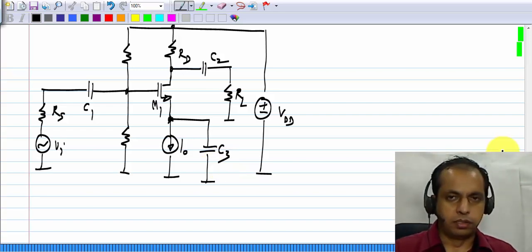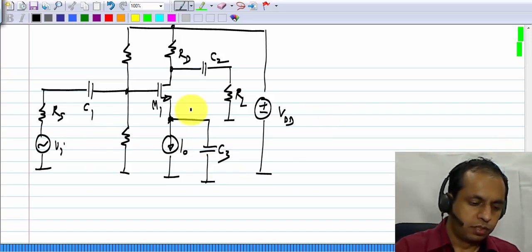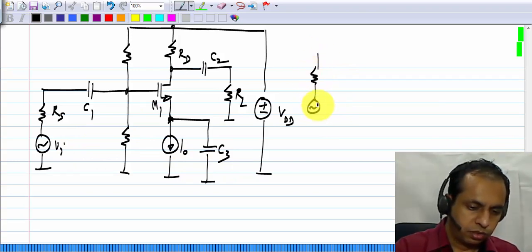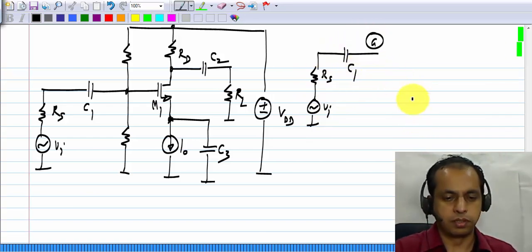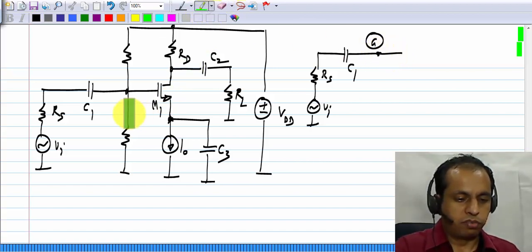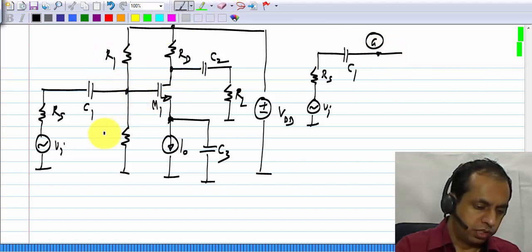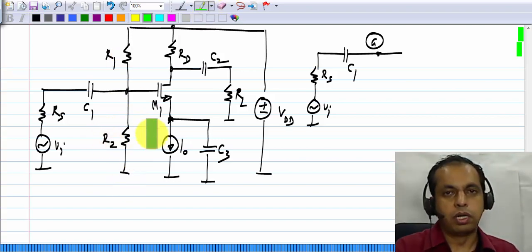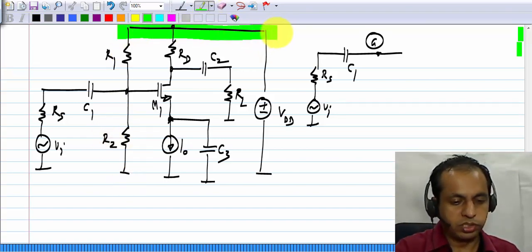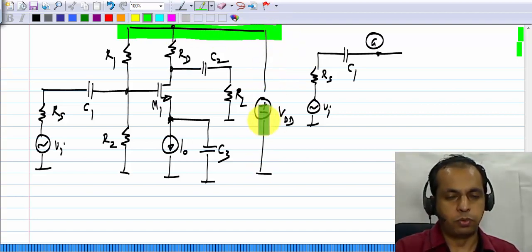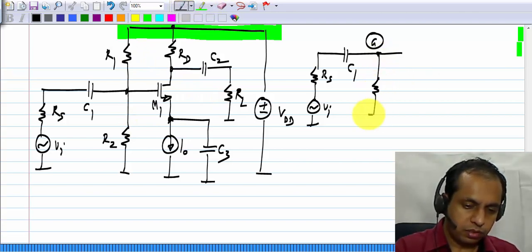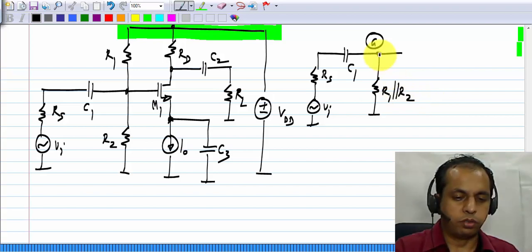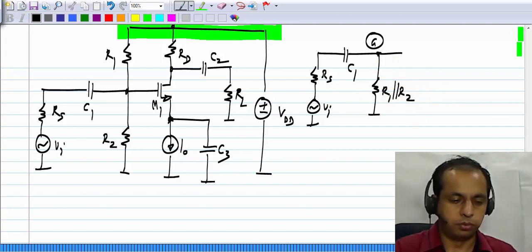Now if I draw the small signal incremental picture of this, we will have the input source Vi, Rs, and it's connected through capacitor C1 to the gate of the MOS transistor. And from the gate of the MOS transistor we have these two resistors R1 and R2, and in the incremental picture this point here, the supply voltage, is also ground because this supply voltage does not have any increments at all. So we will have R1 and R2 from this point to ground, in other words R1 parallel R2.